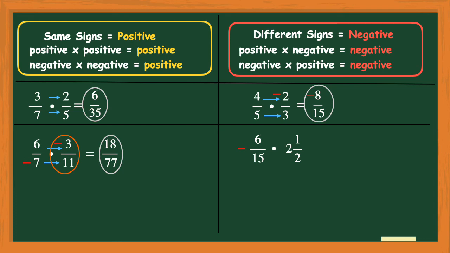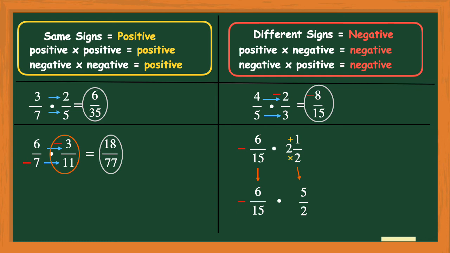So I'm going to bring down my negative 6/15, bring down my multiplication. Now to turn 2 and 1/2 into an improper fraction, I'm going to multiply the denominator of 2 to the whole number of 2, and then I'm going to add the numerator, keeping the denominator the same. So 2 times 2 is 4, 4 plus 1 is 5, and so I will get an improper fraction of 5/2. So now I'm ready to start the multiplication process. So remember, when I'm multiplying this negative fraction to this positive fraction, my answer will be a negative value.